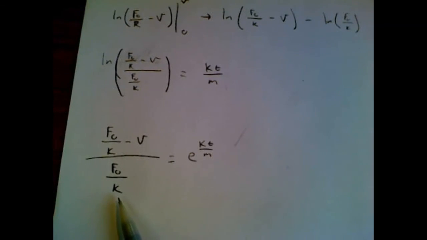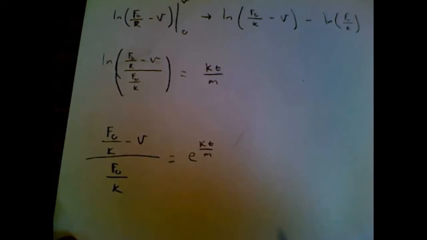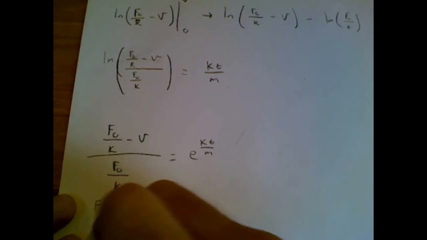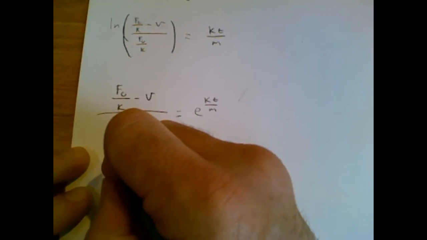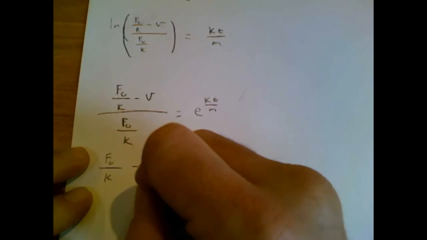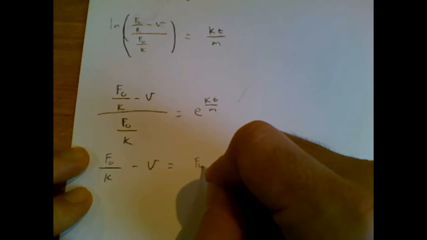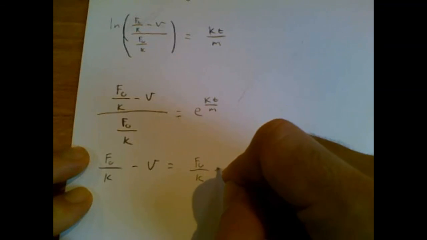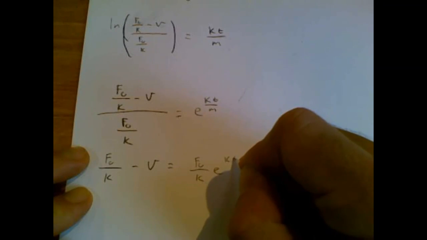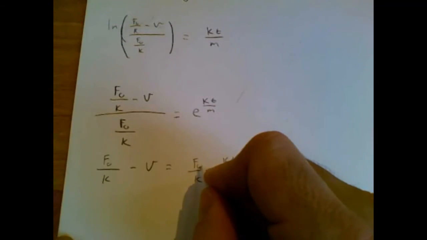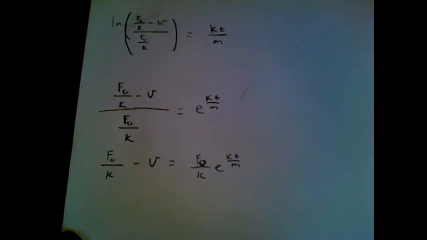Let's see. Now I want to get this to the other side. So I'm going to multiply both sides by f naught over k. So I'm going to have f naught over k minus v equals f naught over k e to the kt over m. Whew, that looks like a bad, that's f0. There we go, f naught.